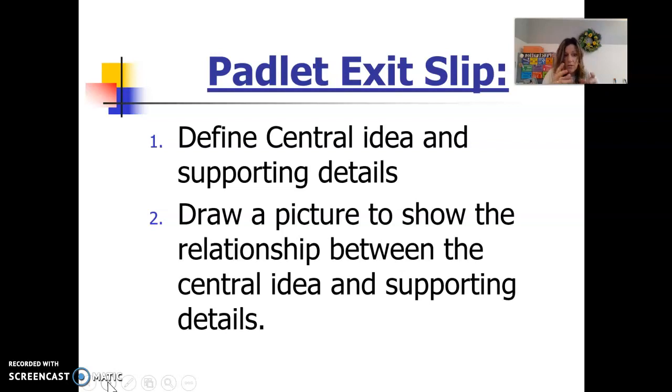Hopefully you got a refresher on central idea from elementary school, because we're going to be applying this tomorrow. Have a great afternoon.